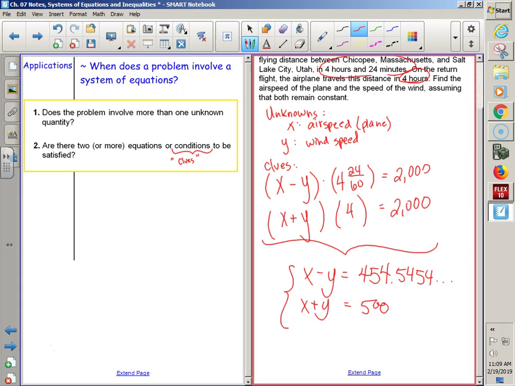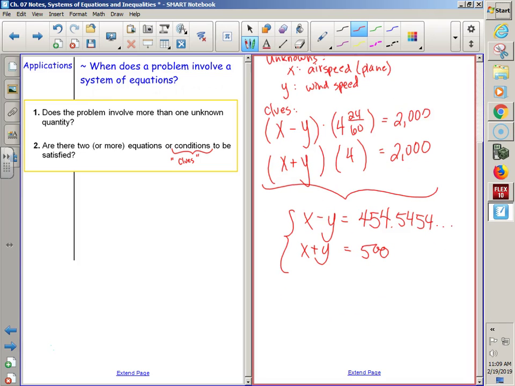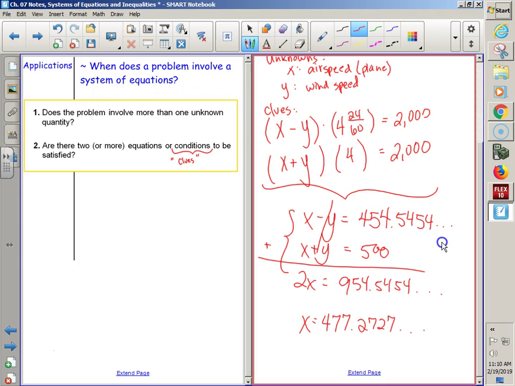Why did some of your classmates, even if you didn't think so, like the idea of dividing? What is it set and prime ready to do? Elimination, yeah. It's totally ready to be eliminated because those y's are gone. 2x is equal to 954.5454. All we've got to do is divide both sides by 2. And we end up with 477.2727. I might be just making that up.